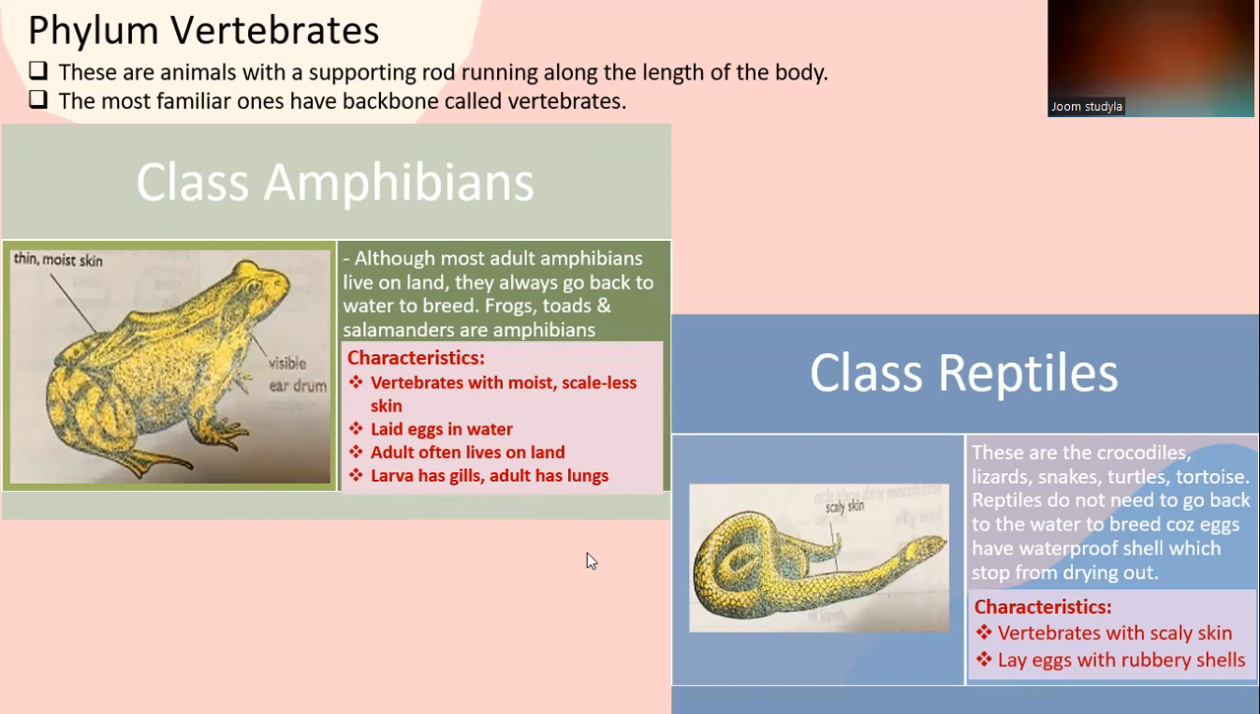And if you see the class of reptiles, okay, the example you can see here is a snake. These are crocodiles, lizards, snakes, turtles, and tortoises. Reptiles do not need to go back to the water to breed because their eggs have a waterproof shell which stops them from drying out. The characteristics of reptiles: vertebrates with scaly skin, lay eggs with rubbery shells.